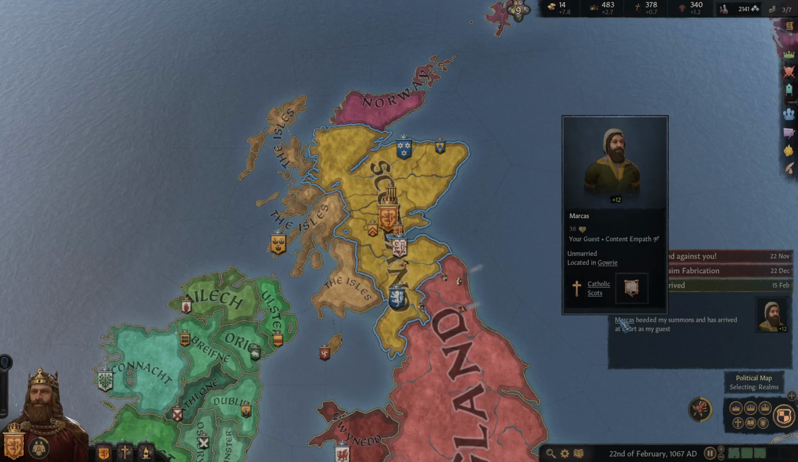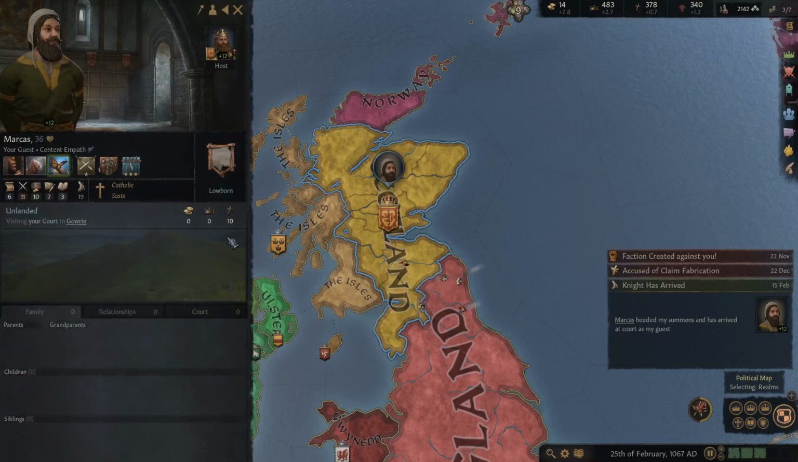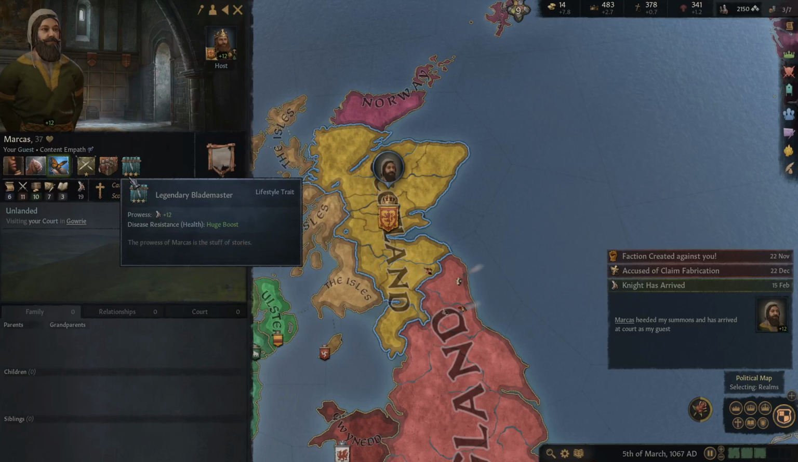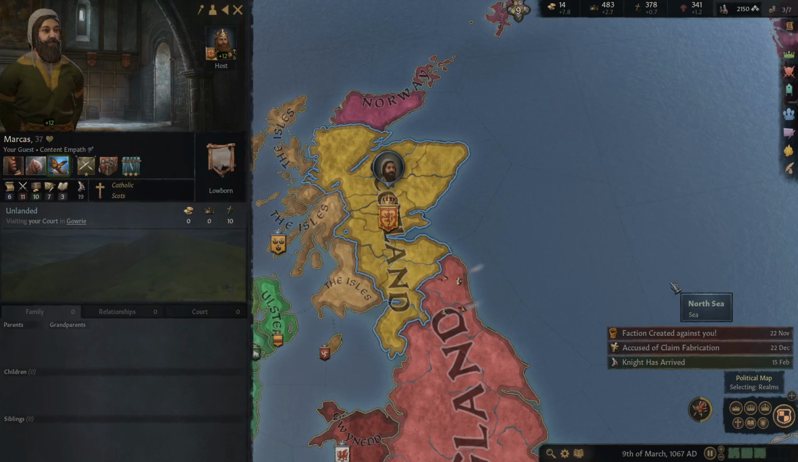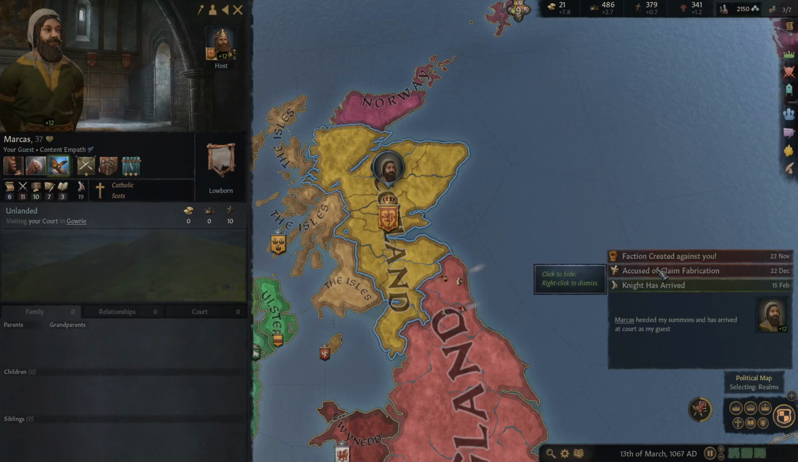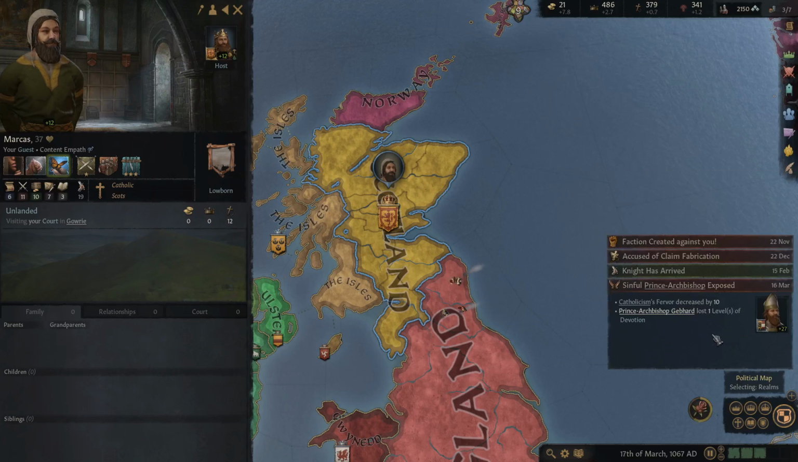Increase opinions of me, pace my conquests, etc. Yeah, low popular opinion tends to join the peasant faction. Okay. Oh, cool. We have a new knight here, Marcus. He's a lower... or no, yeah, he's a knight. I just got accused of claim fabrication. Well, that is what I'm doing.